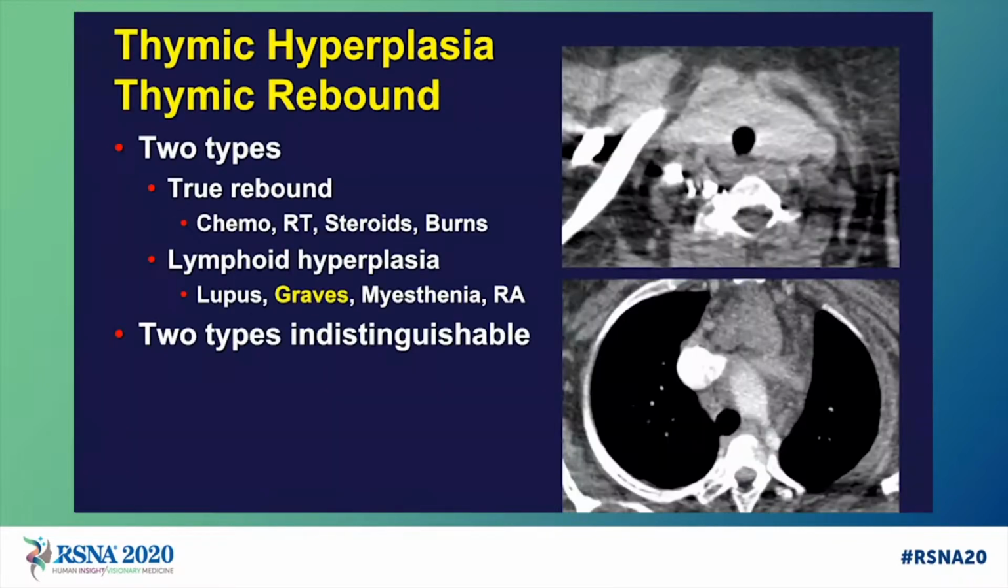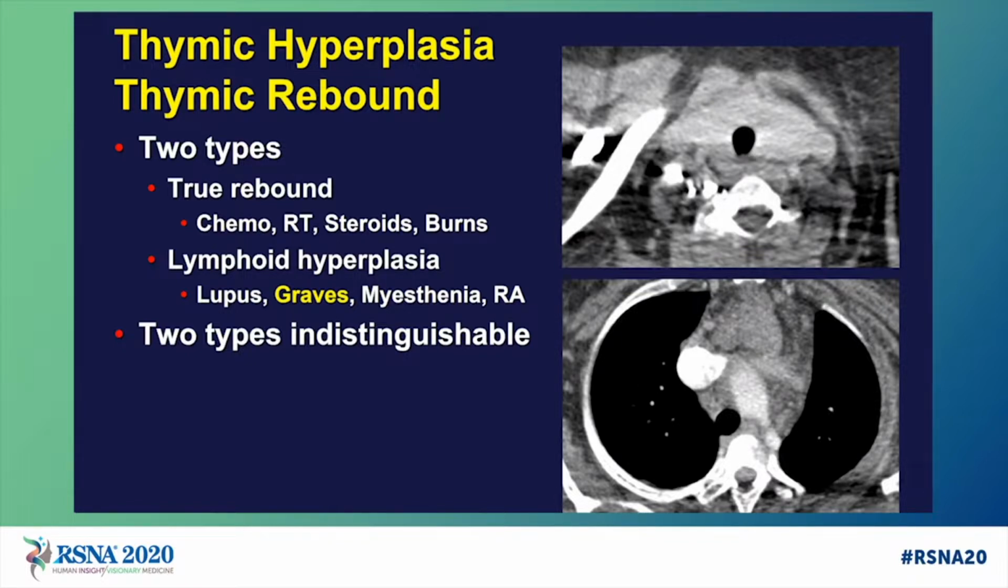So a word on thymic hyperplasia or thymic rebound. It is often described as occurring in 2 forms. There's the true rebound, which can sometimes be nodular or thymic in shape, and it is usually something that follows a stressful situation like chemotherapy, radiation therapy, steroids, or burns.